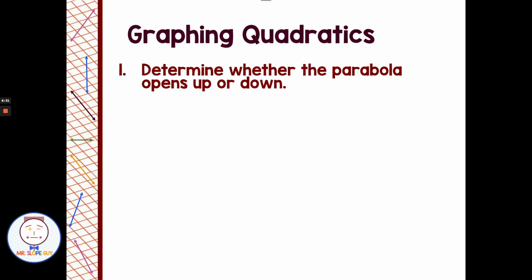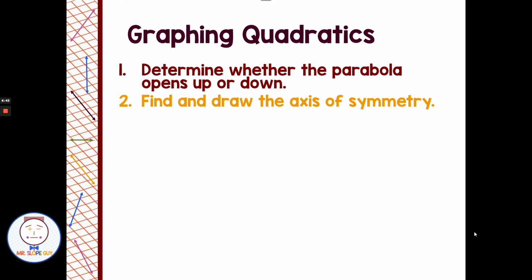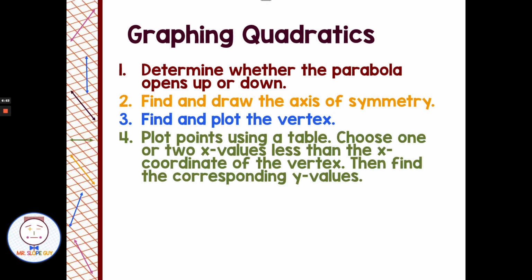All right, so let's write down the steps that we're going to go through to graph a quadratic. Step number 1, determine whether the parabola opens upward or downward. That's going to tell us a lot about what we're looking for in our final answer. Step 2, find and draw the axis of symmetry. Step 3, find and plot the vertex. Step 4, plot points using a table.